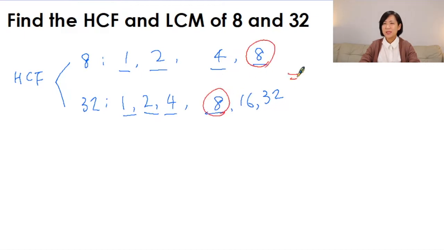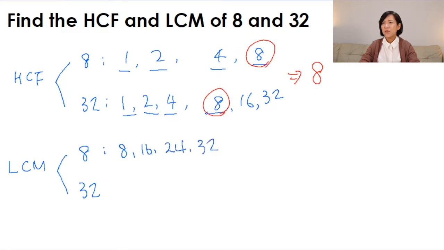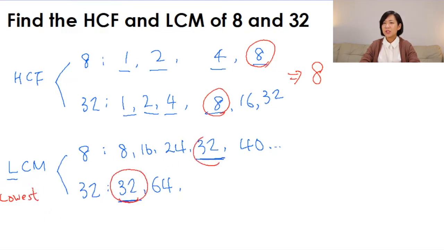Let's talk about the LCM of 8 and 32. This time think about all the multiples of 8: 8, 16, 24, 32, 40, then it goes on forever. Now 32, 64. Then I'm going to say you can stop here because we are looking for the smallest multiple. So if you find the first common one, you can stop because 32 is in both lists. L means lowest, so the smallest common multiple is 32.